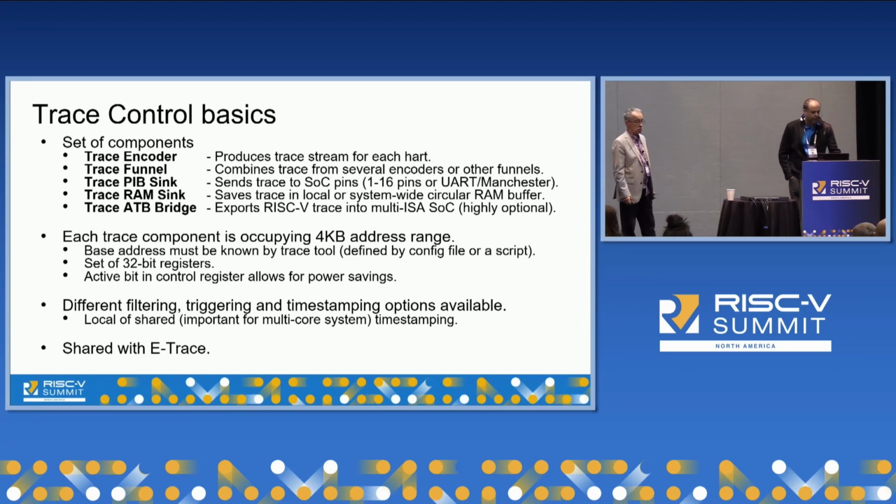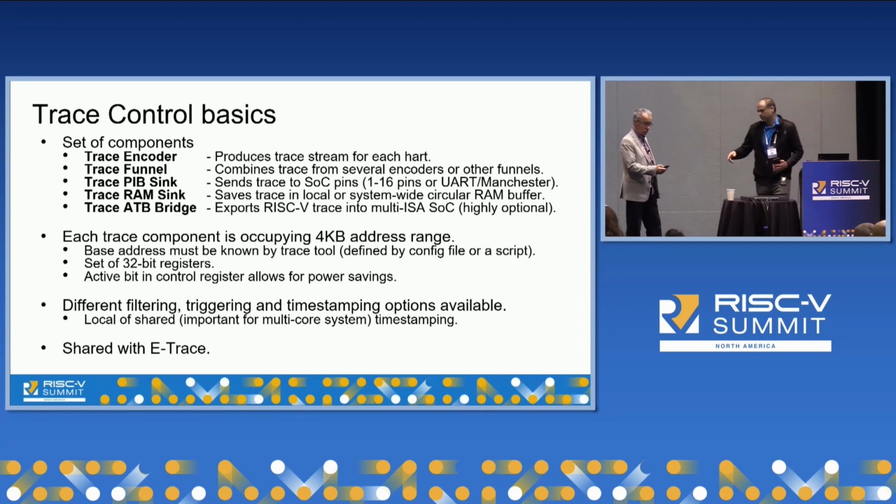Each trace component occupies a 4 kilobyte address range. There is currently no auto-discovery support, so the base address of each component must be known and passed along to the debugger or the host debug tool by a config file. Each component also has an active bit in the control register, which allows for clock gating of the component for power savings. All right, next one.